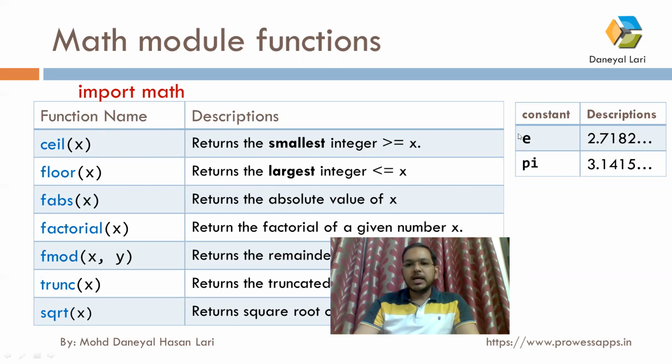Two constant values are also available in the math module. In math we use the value of pi as 3.14, and the value of e as 2.71. These are already defined in math, they are constants, and you cannot change them. If you want to use the e value and the pi value in your code, you can use them directly.